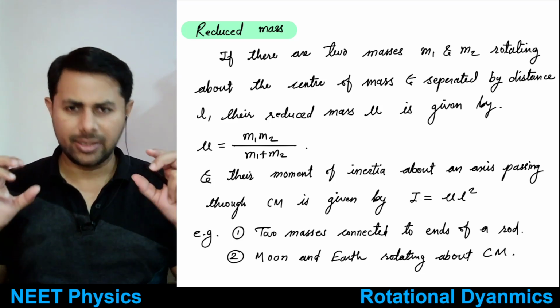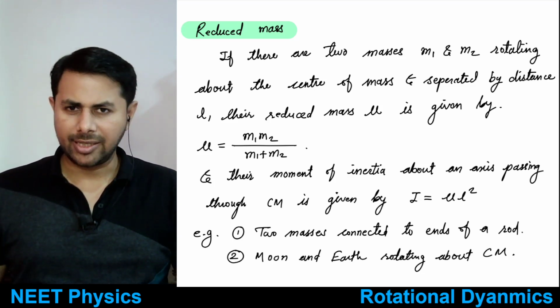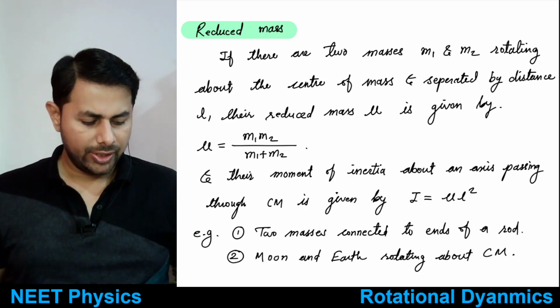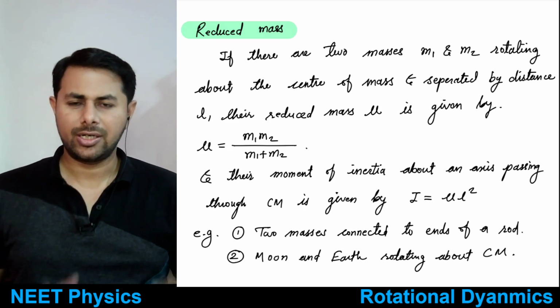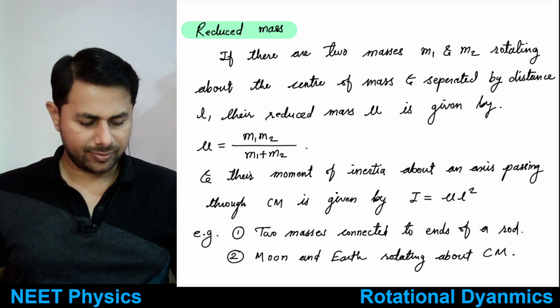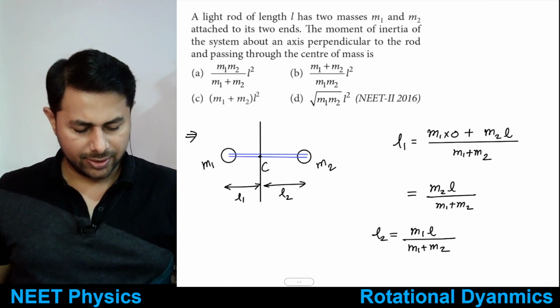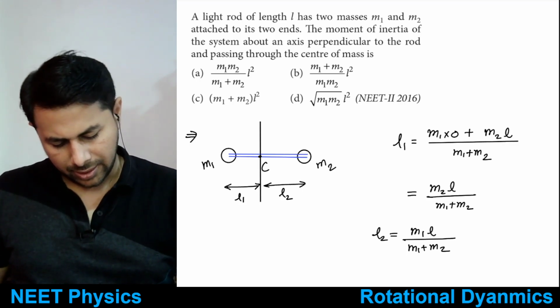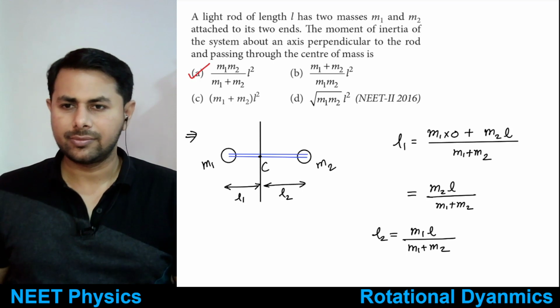Again, it is two objects separated by some distance, that is the radius of revolution of the moon. So therefore, what would be the moment of inertia? It is mu multiplied by r square, right? So is this thing clear, everyone? Answer is option A.